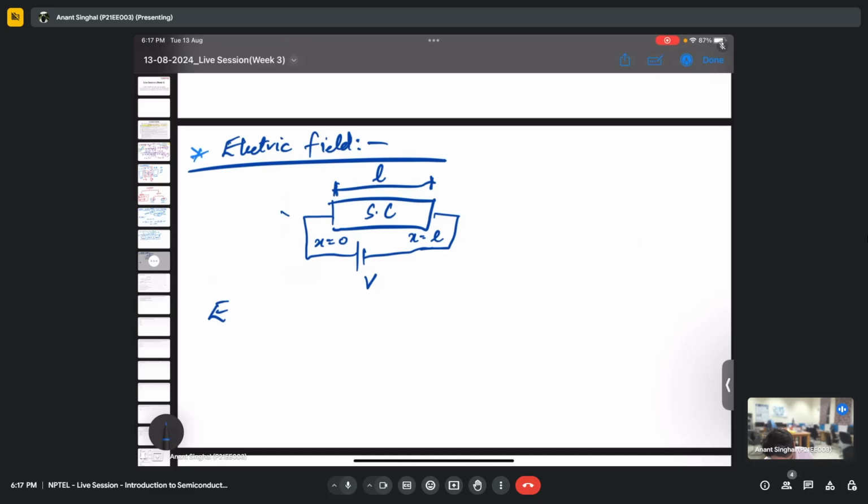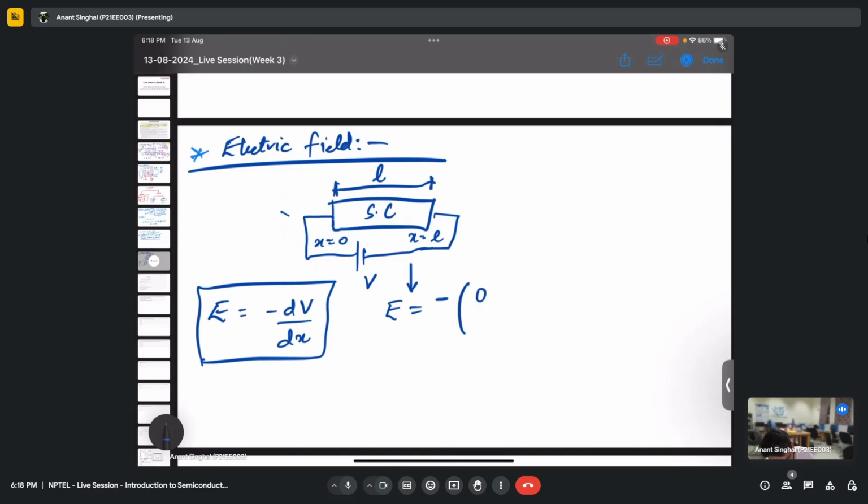If I want to define mathematically what electric field is, the electric field intensity is the rate of change of voltage with respect to position. So electric field is nothing but dV by dx. In terms of this semiconductor bar, let's say we have zero voltage at x equals 0 and V voltage at x equals L. So it is V minus 0 over L minus 0, which is V by L, a very basic definition of electric field.